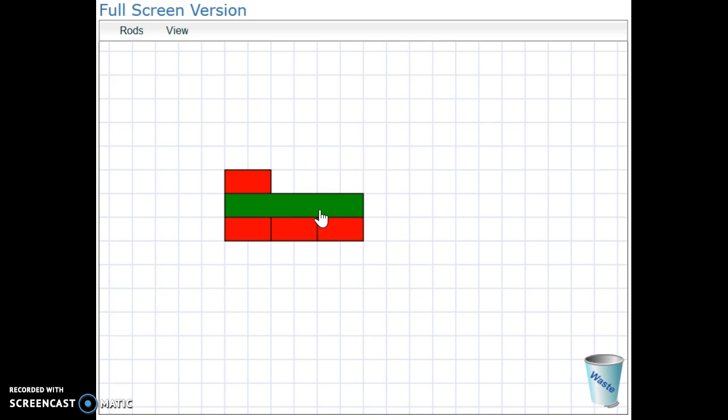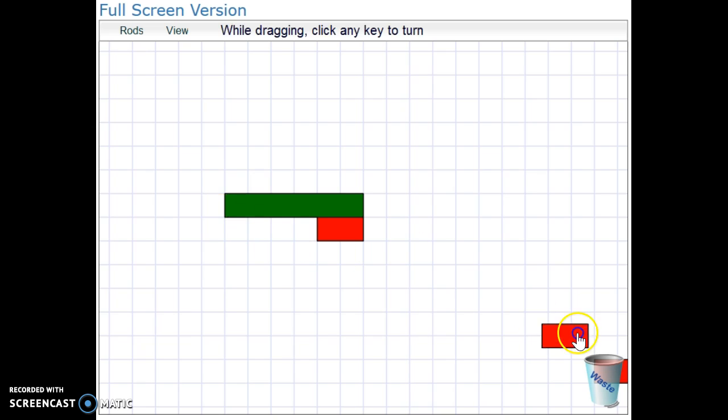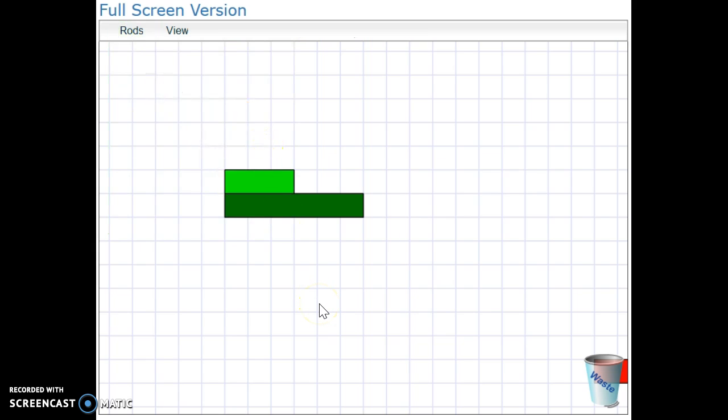If we keep the dark green rod as our unit, what fraction does the lime green rod represent? So I'm going to pull out the lime green. I see that the lime green represents 3/6, or 3 copies of 1/6.